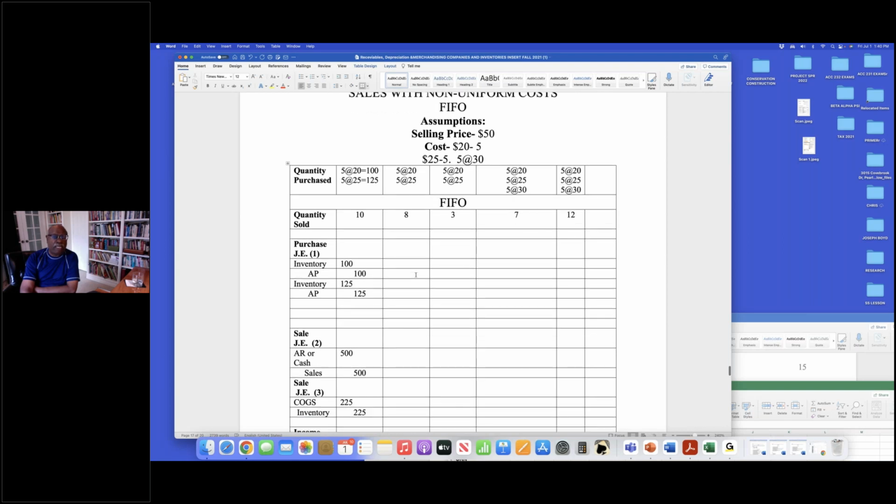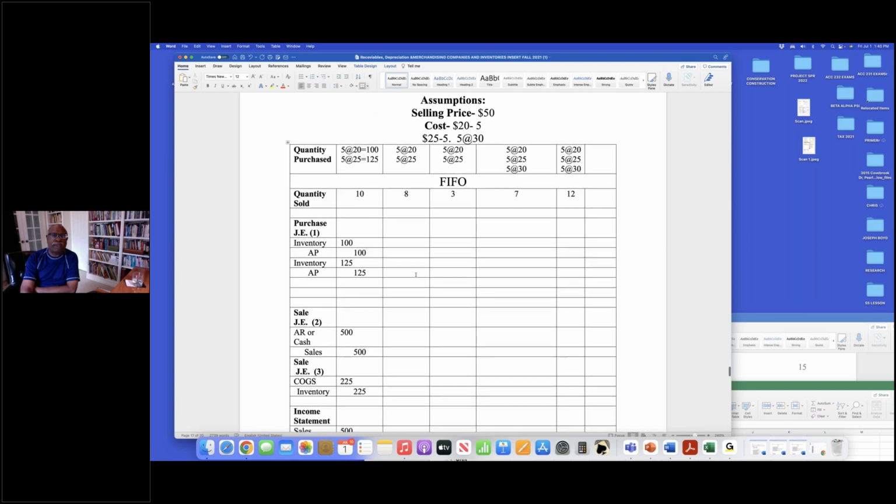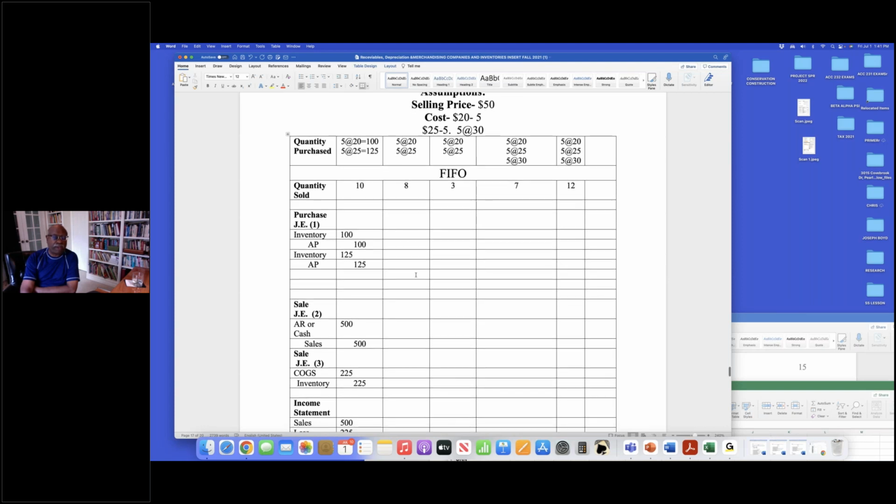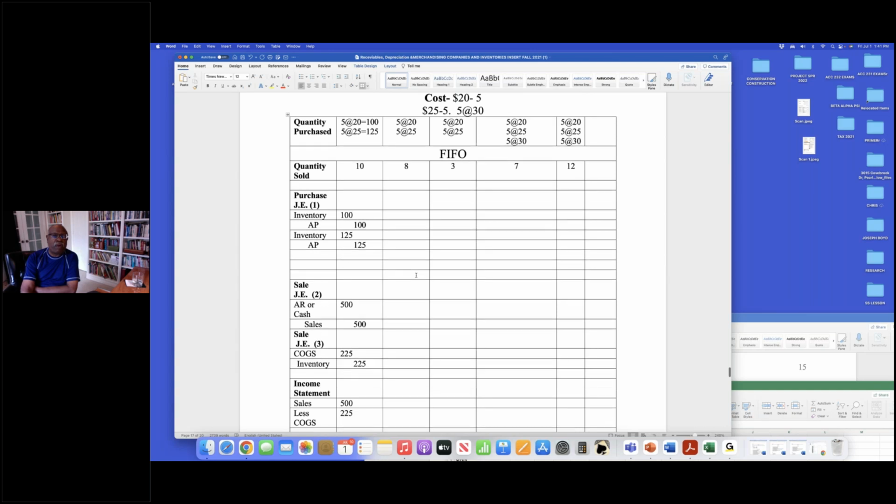So same basic assumptions. Selling price 50, cost 20. But if you only sold 8 pairs of shoes, how much money did you make? How can you make the same assumption if they're both different prices? How do you know which sold three and which sold five?